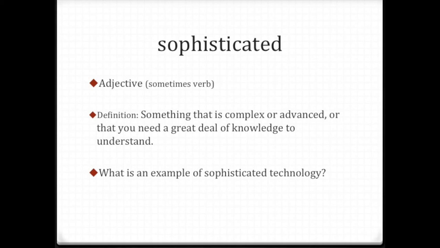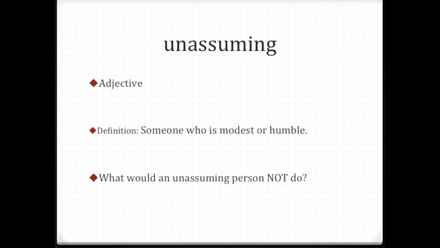Now, let's look at this word in a slightly different sense. What is an example of sophisticated technology? Write your answer or draw a picture on your vocab sheet. Here's our final word for the week, unassuming. Unassuming is used as an adjective or describing word in a sentence. Unassuming means someone who is modest or humble. Here's how we can use it. The police officer was so unassuming that you would have never known that he saved the little boy's life. What would an unassuming person not do? Think about it and write your response on your vocab sheet.